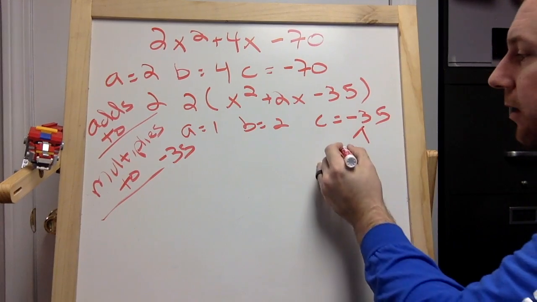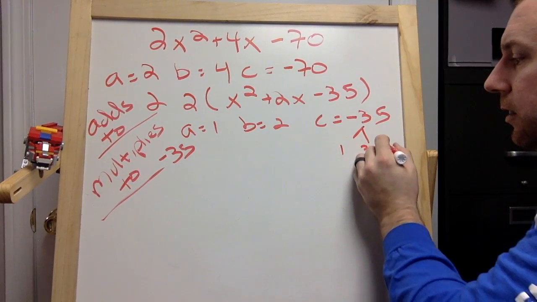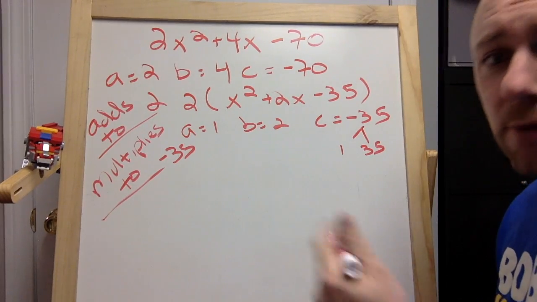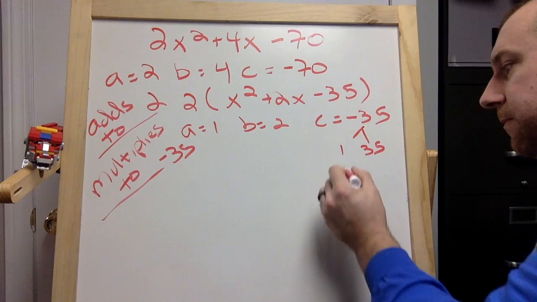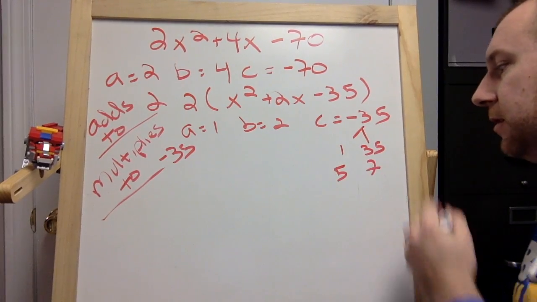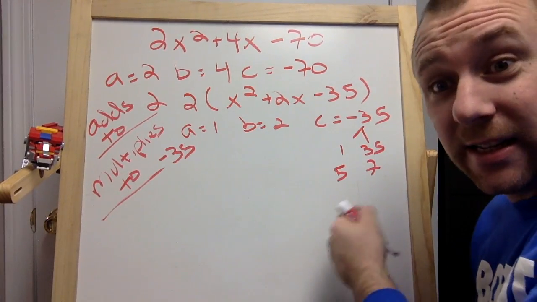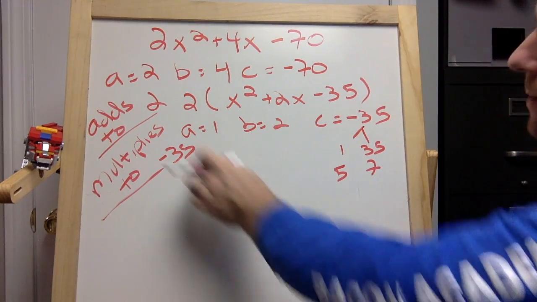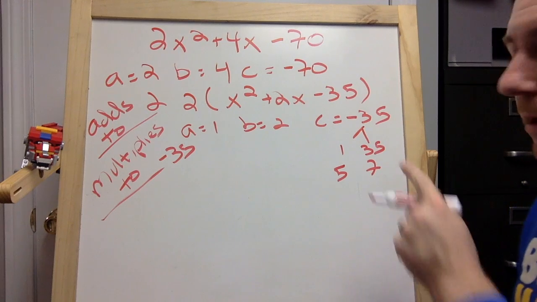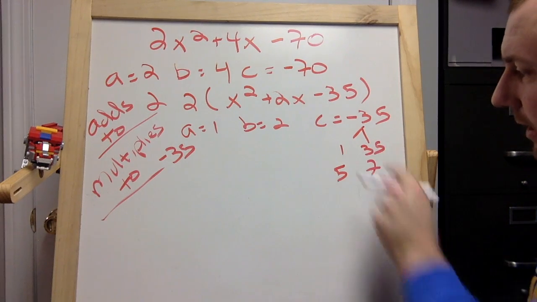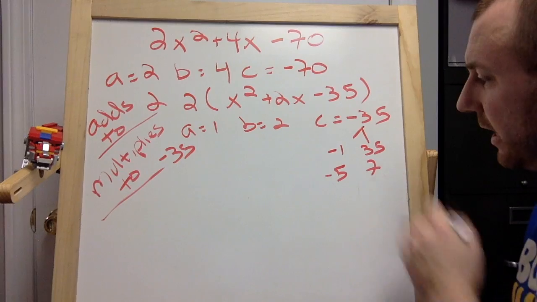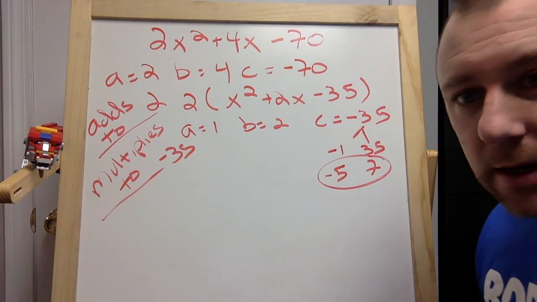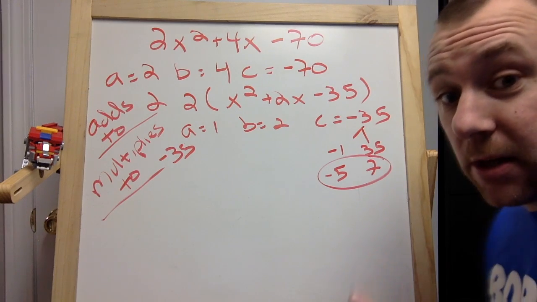And I'm going to say, well, 1 and 35, 2 doesn't go in, 3 doesn't go in, 4 doesn't go in, 5 goes in, 6 doesn't go in, and then once I hit 7, I'm back to those factors. So I'm done looking at that, and because this is a positive 2, I'm going to make the positive be the bigger number, so I'm going to make those negative. I can immediately see that these are going to be my factors that I'm going to use.